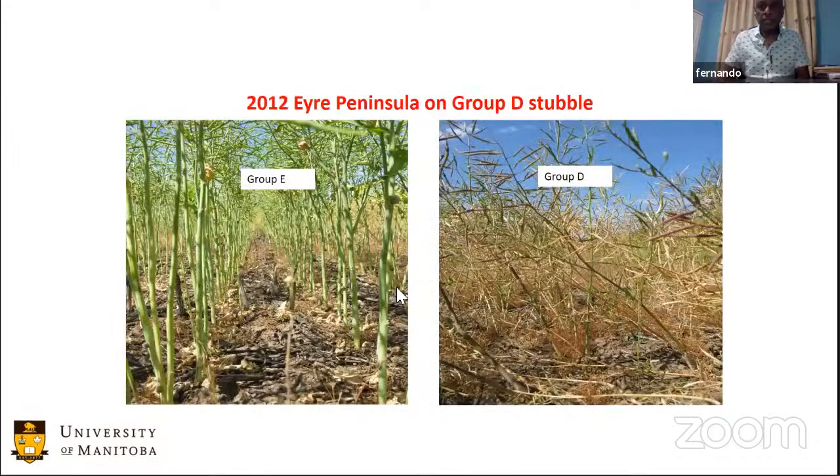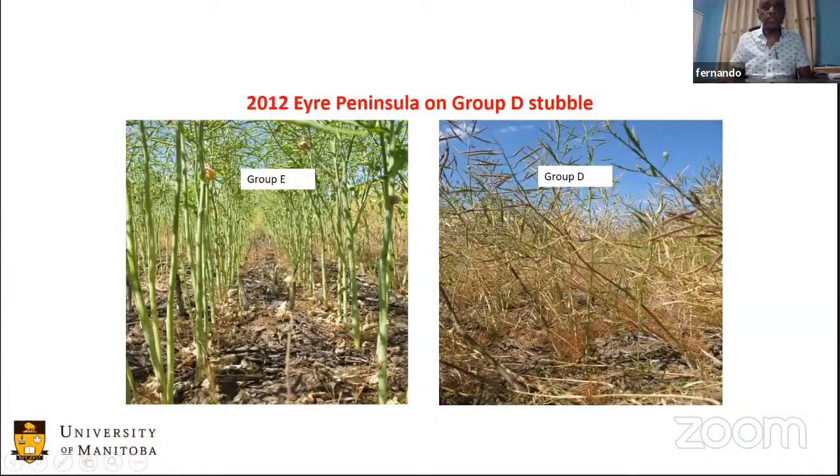Now, this is a fine example again from Australia showing what happens when you grow group D on group D stubble. But that same group D stubble can allow group E canola with the group E R genes to grow, and you will get a fantastic crop. So this is again a very good example to show that the disease can be managed if you know the R genes.